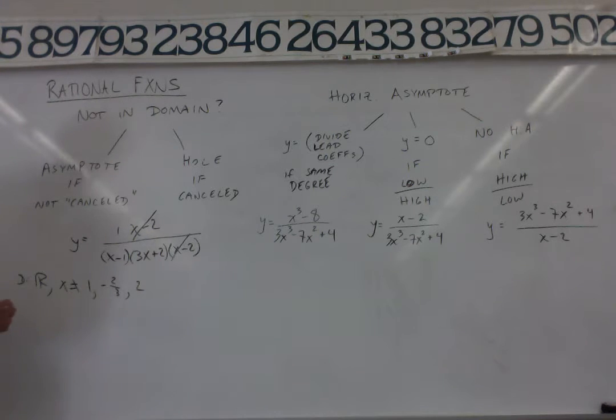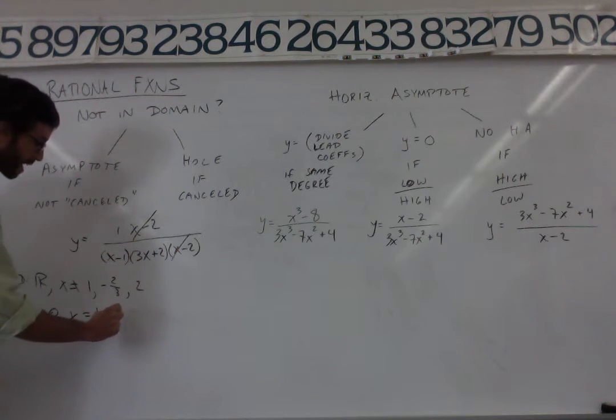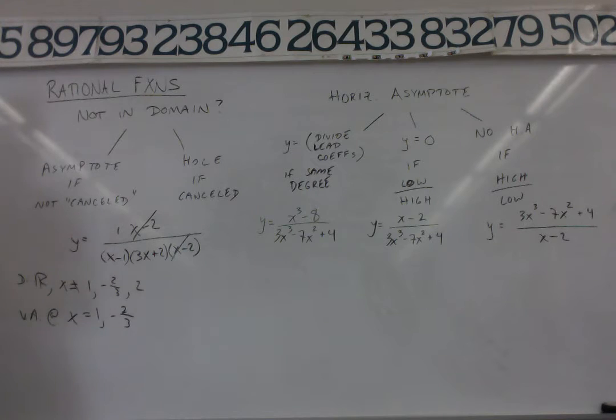Often on a test problem, I ask you for the domain, and then I also ask you for the vertical asymptotes. So that's going to happen. I reserve VA at x equals 1 and x equals negative 2/3. Those two x values will have vertical asymptotes, okay? And then you'll have a hole at the x value where this canceled out.